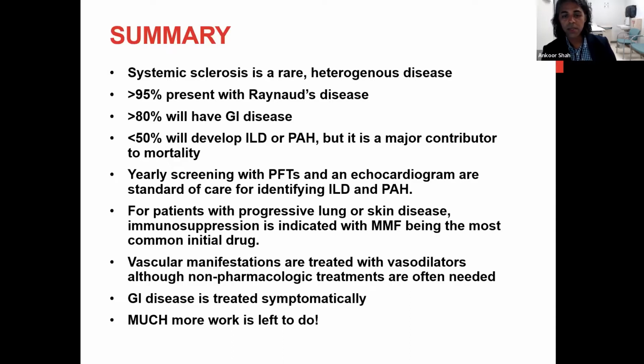GI disease is treated symptomatically, and notably, the medications we use to treat other aspects of the disease may make the GI disease worse. So if their GI disease is getting worse, you may have to consider it's the other medication that's doing it. And finally, there's a lot more work left to do to help our patients with scleroderma.